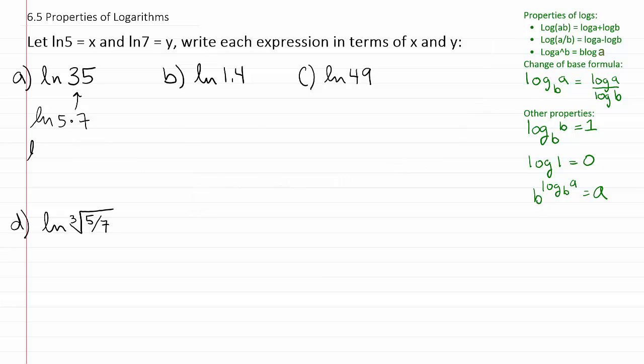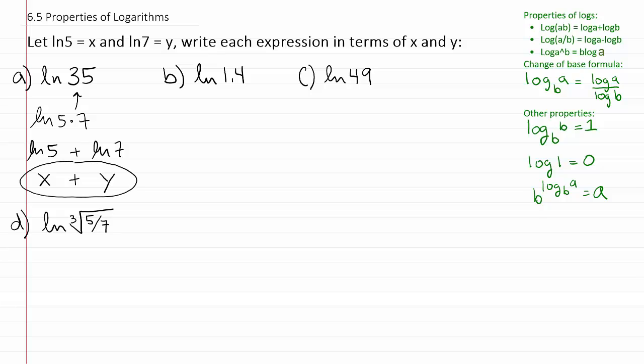So let's write this as ln of 5 plus ln of 7. So we write the log down twice and put the two factors of the product next to the ln. So we're taking the ln of 5 and the ln of 7, and the multiplication symbol becomes a plus sign. Then from there, ln of 5 we know is x, so we'll have x plus ln of 7, which we know is y. So x plus y is the answer for A.